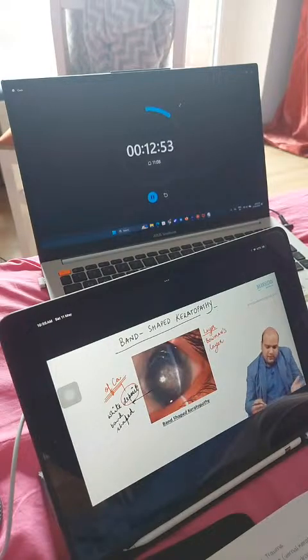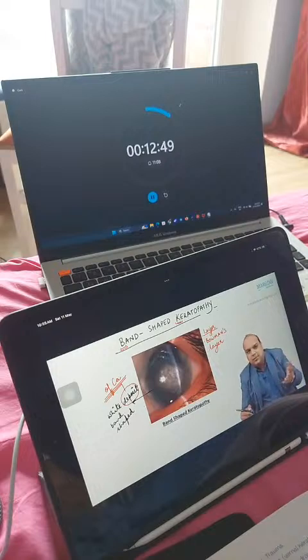So how do I remember it? Band shape, B for band, B for Bowman's. Keratopathy, calcium. So in band-shaped keratopathy, calcium is deposited in Bowman's layer.